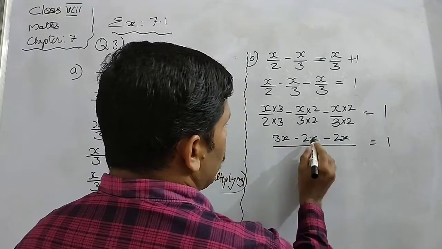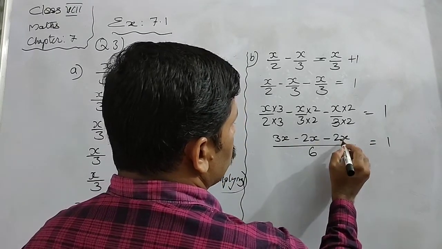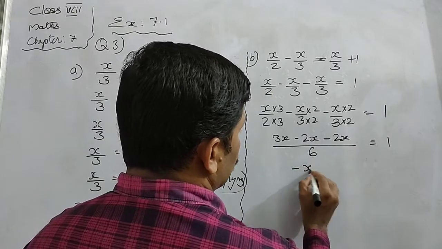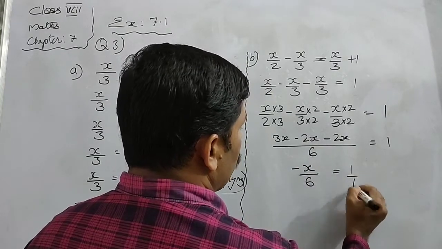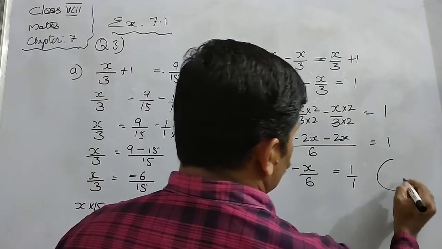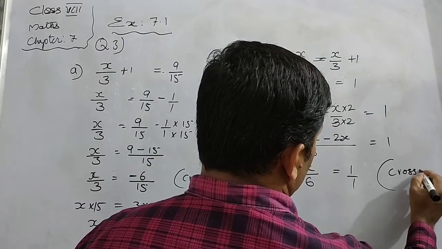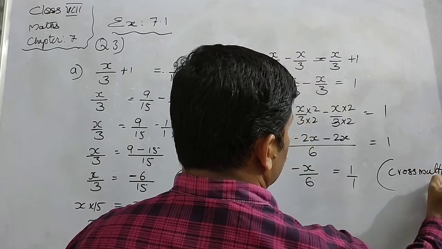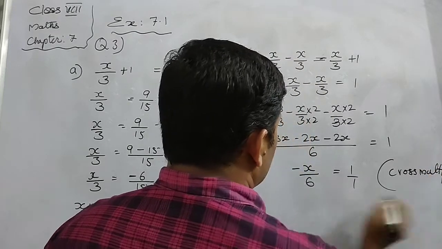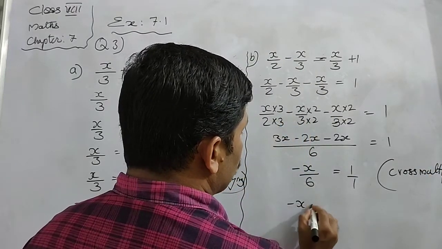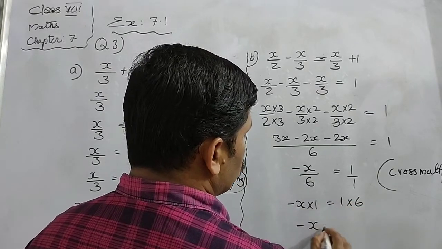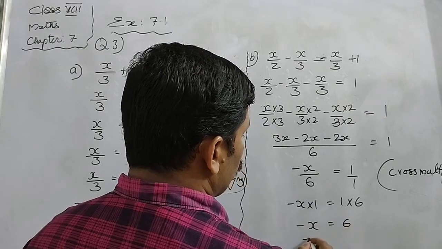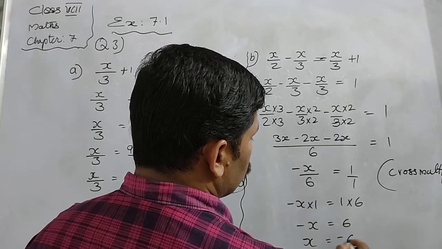So here 3x minus 2x is 1x. 1x minus 2x is equal to negative 1x upon 6. That is equal to 1. 1 means 1 upon 1. Now we can cross multiply. In this stage we cross multiply. Then it will be negative x into 1, that is equal to 1 into 6. Therefore negative x is equal to 6. Therefore x is equal to negative 6.